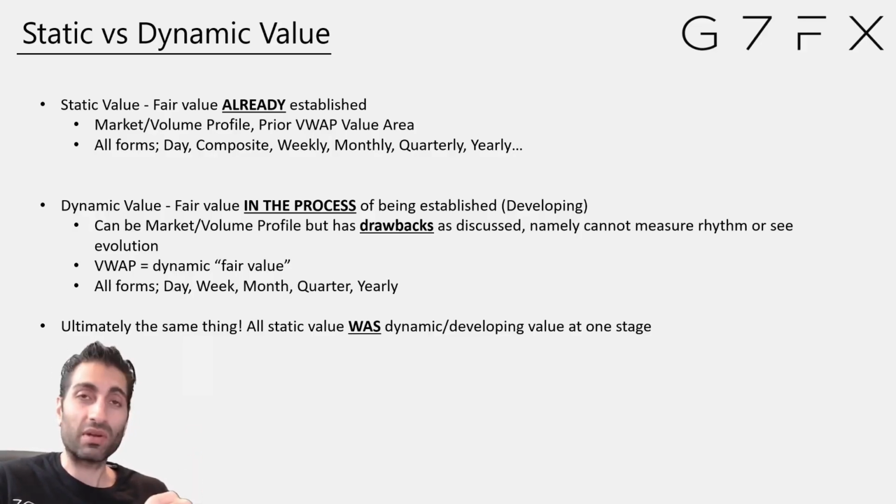And then, like I said, the prior VWAP value area. And so you've got the toolkit. What you are missing, though, is bringing it all together. And really, that's the purpose of this section.